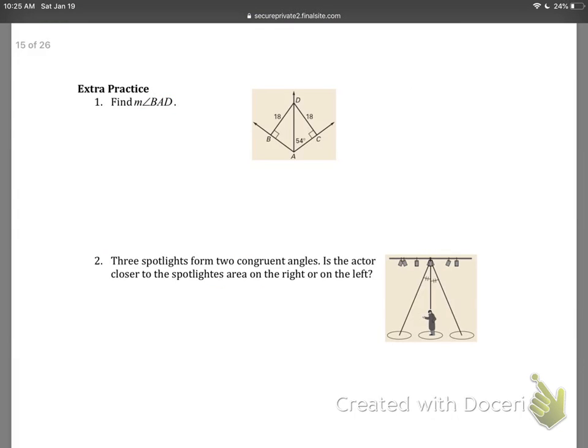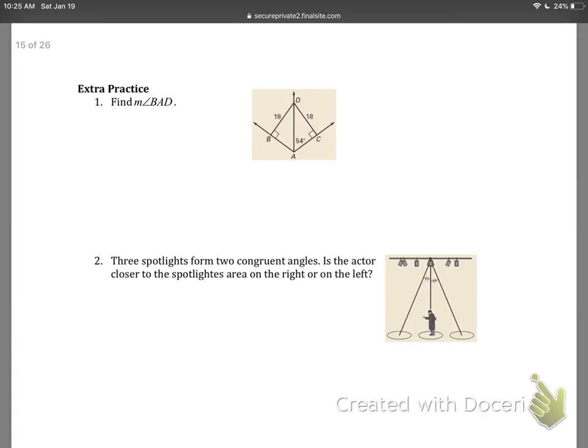Okay, this first extra practice is kind of tricky because I'm not told that I have an angle bisector going on here. So let's figure this out. I can say by congruency that the two triangles formed by the ray AD are congruent due to HL.